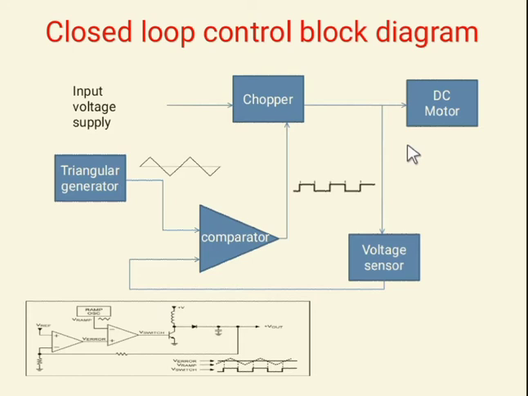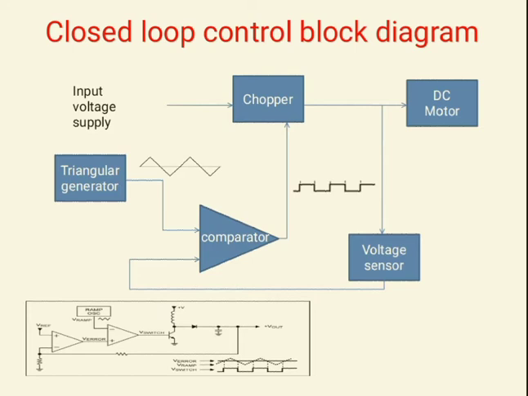If we have to maintain the constant speed of the DC motor, we have to maintain the constant output voltage of the chopper. If there is a variation in input voltage, there is a change in the output voltage, which will change the speed of the motor. But we have to maintain the constant speed of the DC motor, so we have to maintain the constant output voltage of the chopper irrespective of the input voltage. This is closed loop control of the DC to DC converter, which maintains the constant output voltage by comparing two signals. The first one is the output of the chopper, and the other is a triangular wave.